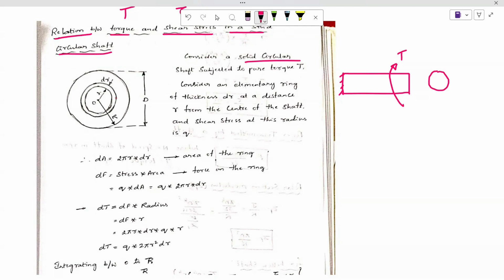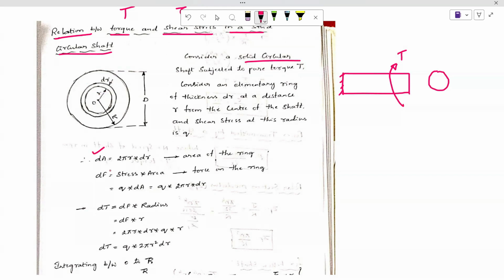Consider an elementary ring. This is the small elementary ring we have considered. Its thickness is dr, at a distance small r from the center of the shaft. And at this point, that means at small r, what is the shear stress? In the last class, we said that at small r, the shear stress will be small q.